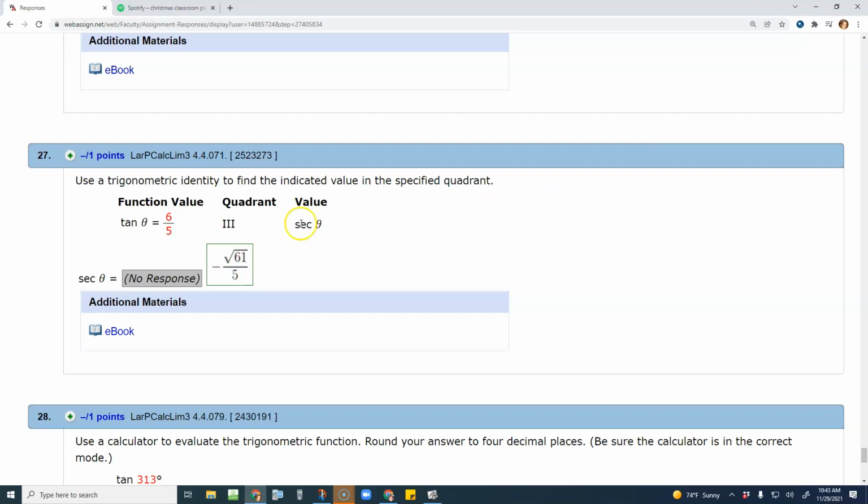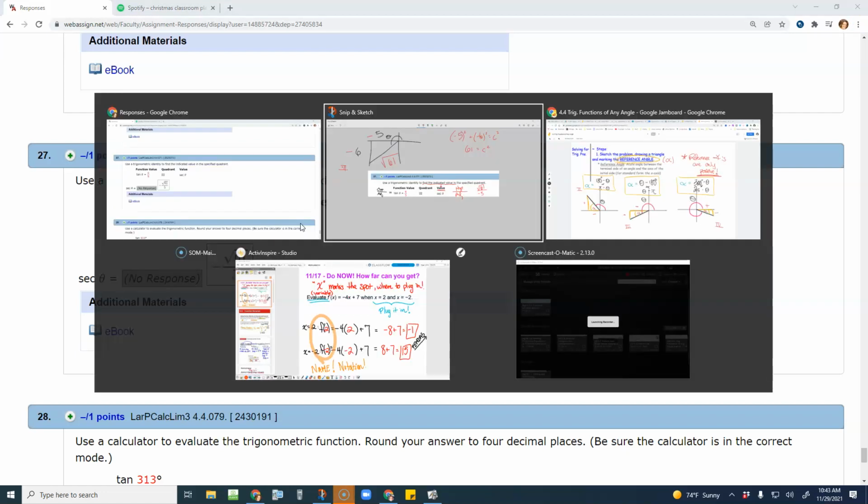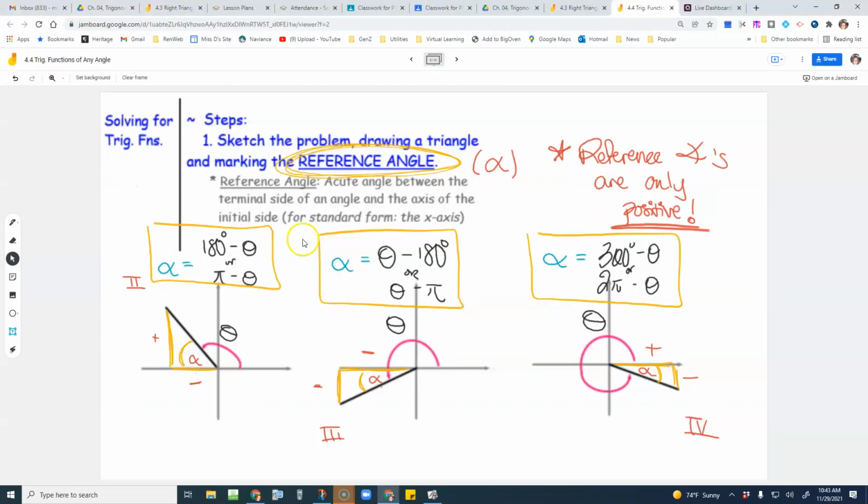Go team. Ready, set. We've done our 1, 2, 3, 4, 5 homework problems. Hopefully that helps. Let's get back to what we're supposed to be doing today.